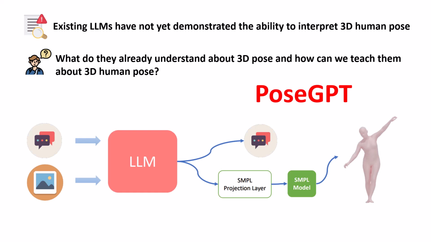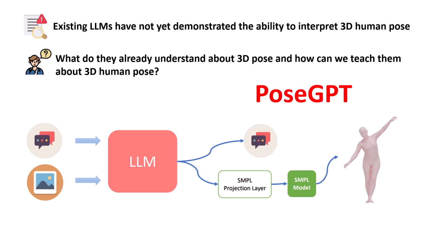They use an LLM that receives text and image, and as the output it has text, but in addition it also has some human pose tokens that we can project and use a simple model to render, and as the output we have a 3D human pose.